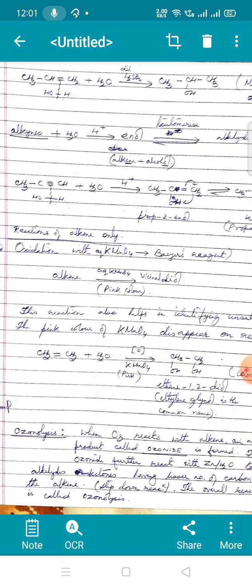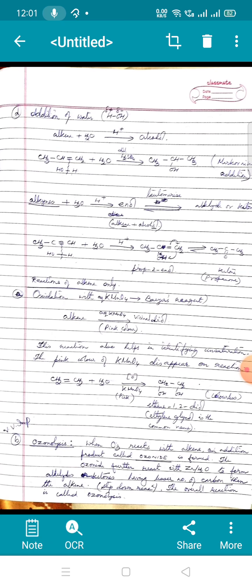It is called ozonolysis. Very, very important. When ozone reacts with alkenes, an addition product called ozonide is formed. The ozonide further reacts with zinc and water to form aldehydes or ketones having a lesser number of carbons than the alkene. So we call it a step down reaction. When the product has a lesser number of carbons than the reactant, we call it a step down reaction. The overall reaction, that is addition of ozone followed by zinc and water, is called ozonolysis.